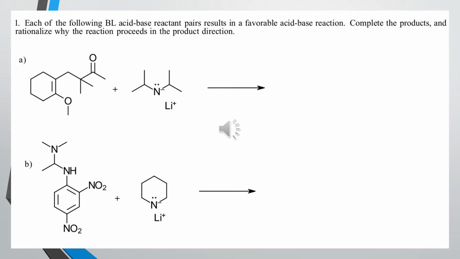Each of the following Bronsted-Lowry acid-base reactant pairs results in a favorable acid-base reaction. This is what you're told. You are to complete the products, the structures of the products, and then rationalize why the reaction proceeds in the product direction, right? In other words, explain why that reaction is favorable as written to the right. And so there are 6 of these problems, A, B, C, D, E, and F, on this slide and the next 2.